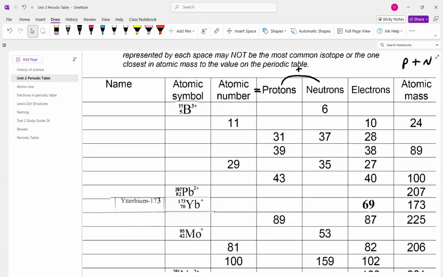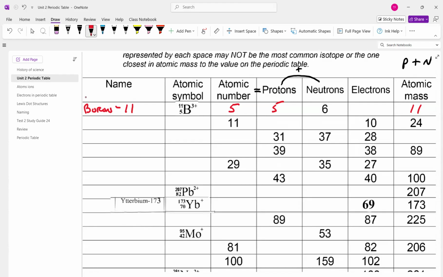Okay, so boron. Boron's got 5 protons. Atomic mass is going to be 11. Atomic number is 5. And the name is going to be boron 11. Okay, now the charge. Charge is 3 plus.